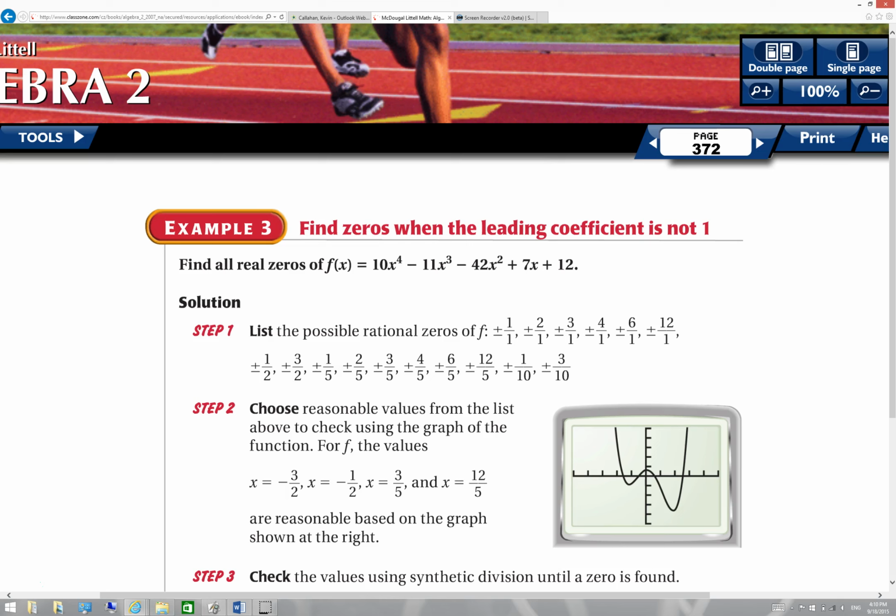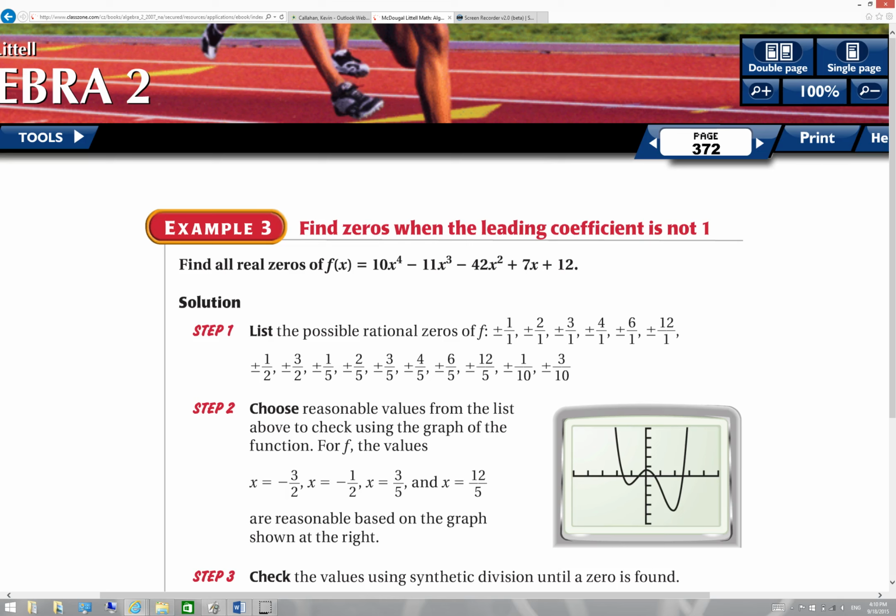I mean, here's another one. Find the zeros when the leading coefficient is not 1. So if there's any rational zeros, they will be the factors of 12 divided by the factors of 10. Find all the possible combinations. So the factors of 12 are 1, 2, 3, 4, 6, and 12. The factors of 10 are 1, 2, 5, and 10. All of them will be plus or minus, and you can see their list right here. That's all the possible rational zeros.